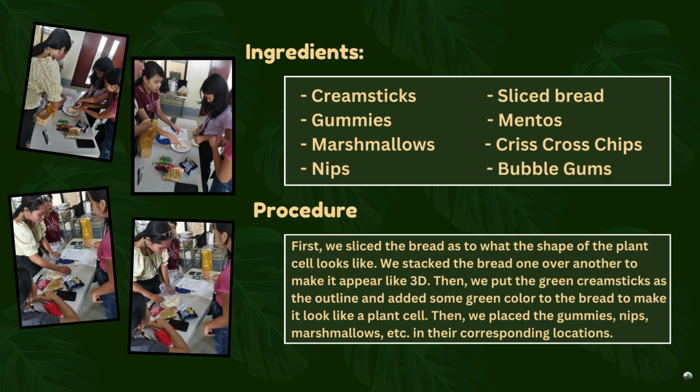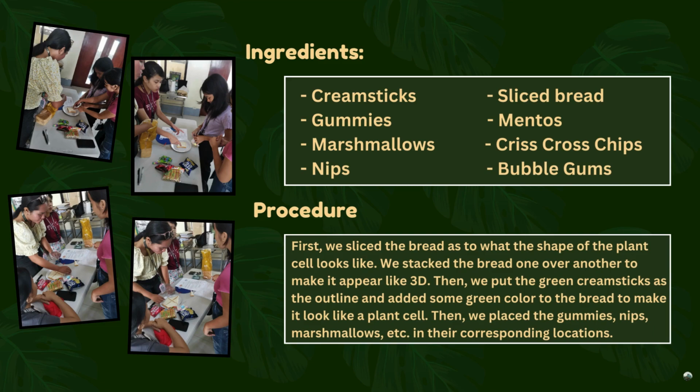And for the procedure, first we slice the bread as to what the shape of the plant cell looks like. We stack the bread one over another to make it appear like 3D. Then we put the green cream sticks as the outline and added some green color to the bread to make it look like a plant cell.